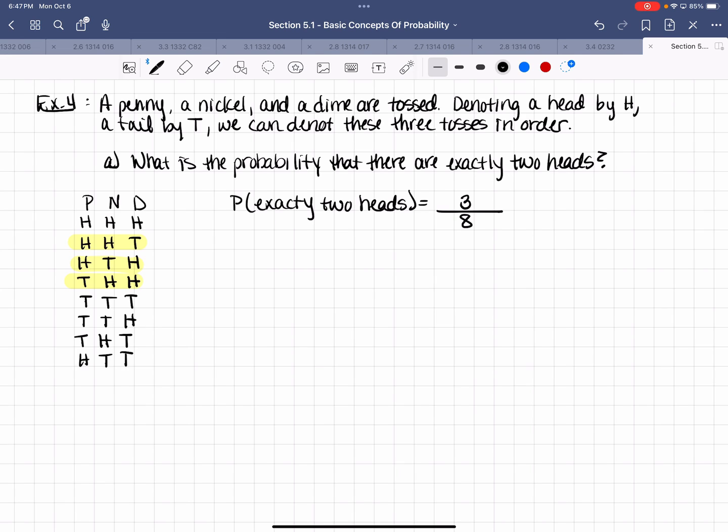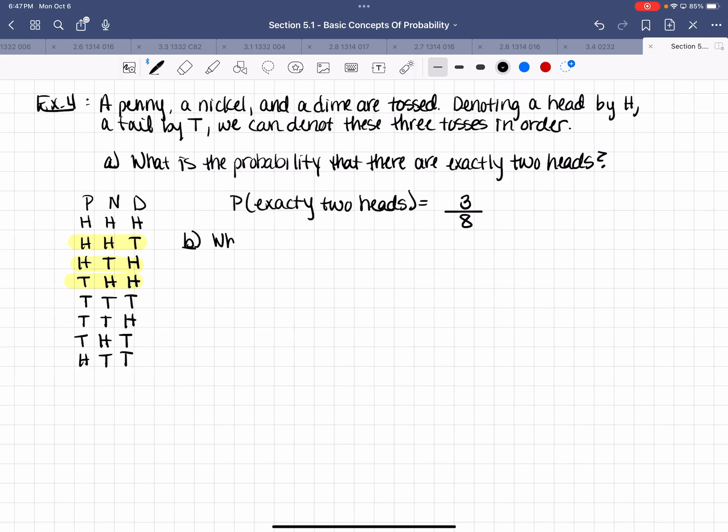And you can leave that as a fraction, like I said. If you want to put it in your calculator and get a decimal, you can. Or you can leave it 3 out of 8. I'm going to put B right underneath here because it deals with this same sample space that we have, okay?